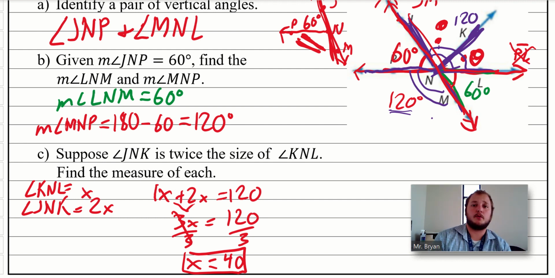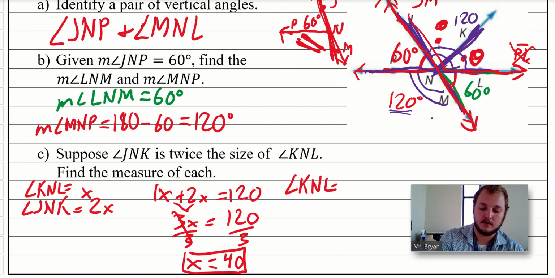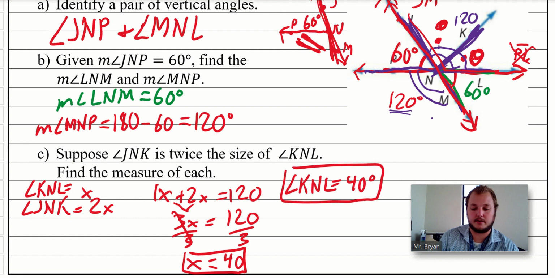And remember, anytime we have to find a variable, we always want to check: is that what the question was asking for? I look back and it says I want to find the measure of each. So first of all, I know the measure of angle KNL is just x, so we just found that. That's just 40 degrees. So I have found one of my answers. I can just plug that back in.